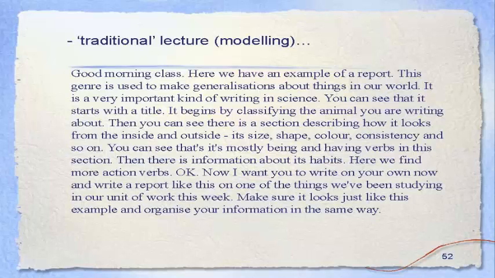Good morning, class. Here we have an example of a report. This genre is used to make generalizations about things in our world. It's a very important kind of writing in science. You can see that it starts with a title. It begins by classifying the animal you're writing about. Then you can see there's a section describing how it looks from the inside and outside, its size, shape, color, consistency, and so on. You can see that it's mostly being and having verbs in this section. Then there's information about its habits. Here we find more action verbs.